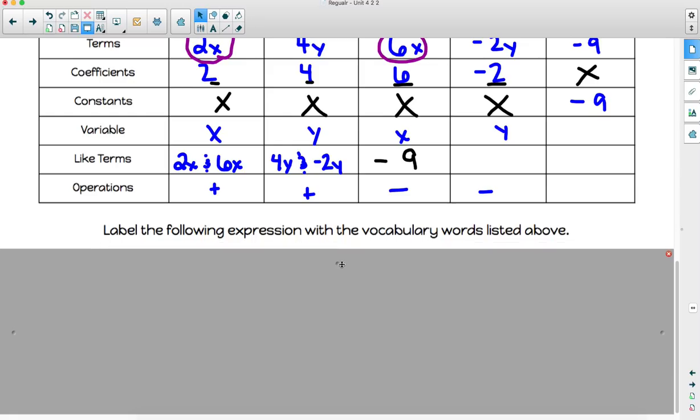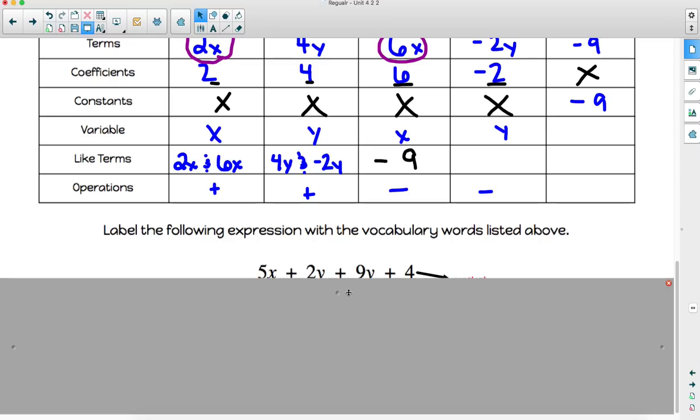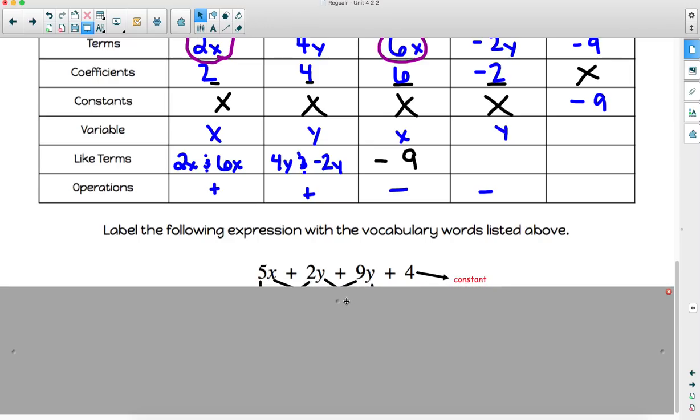Okay, so now it's your turn to try and match or identify all the vocabulary words that we just learned. So you have this example, 5x plus 2y plus 9y plus 4, and I want you to identify each part of that. I've already kind of helped you out over here. The 4 is a constant, so you need to go ahead and identify all the other parts of this expression. Okay, go ahead and pause your video, try that, and then when you're finished, you can press play and check your work with my work.